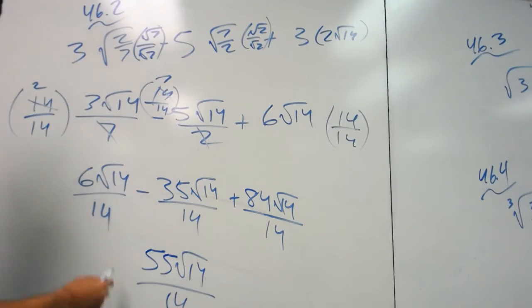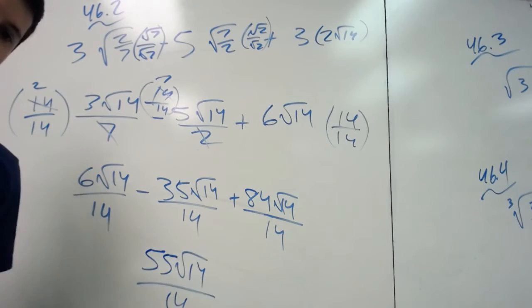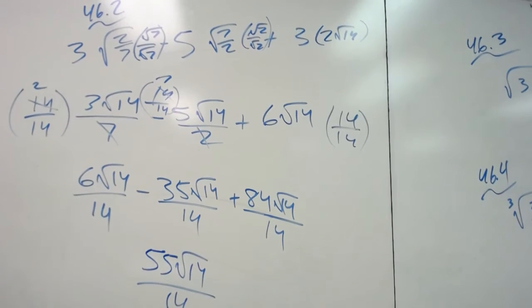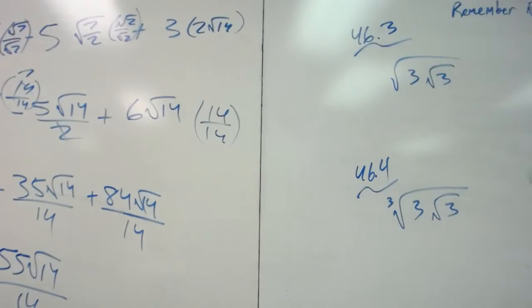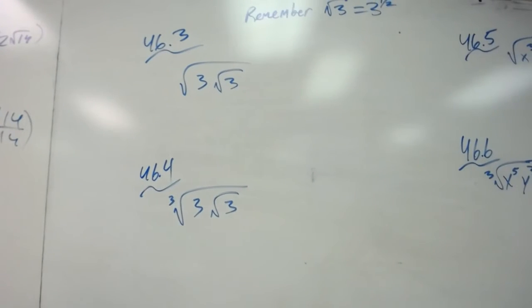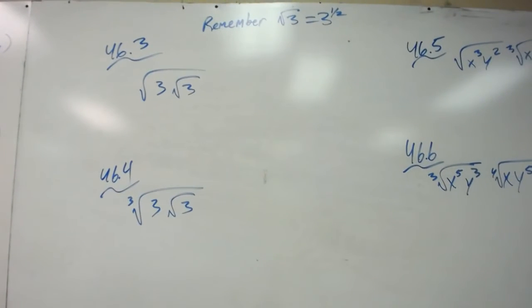So basically we're getting the numerators the same with the same radical. Denominators the same. So we can add the numerators together. So 55 radical 14 over 14. That's concept A. Now let's look at concept B. Radical exponents.